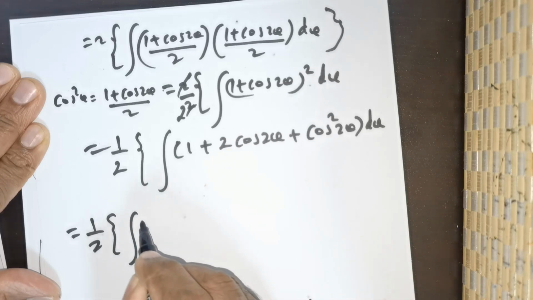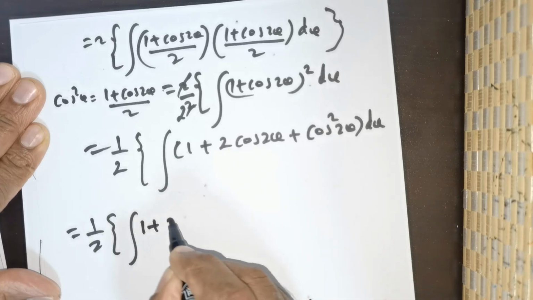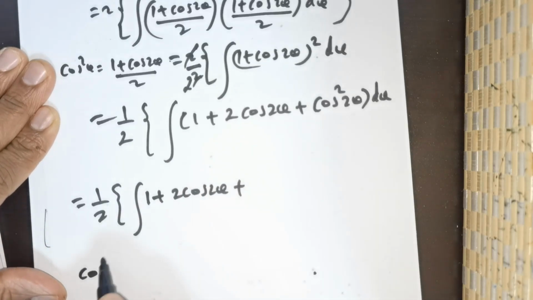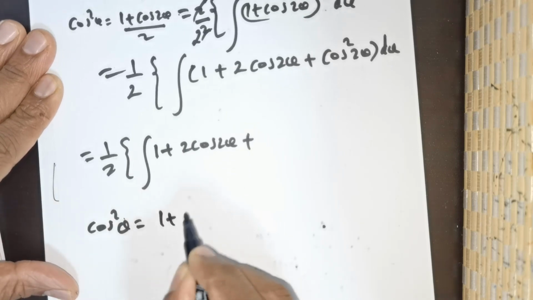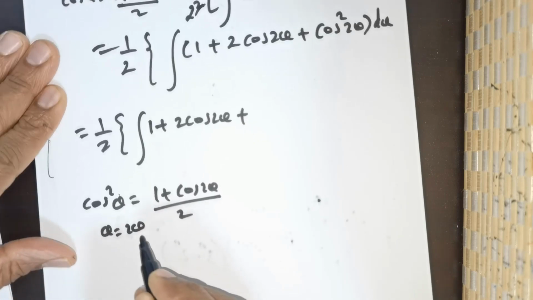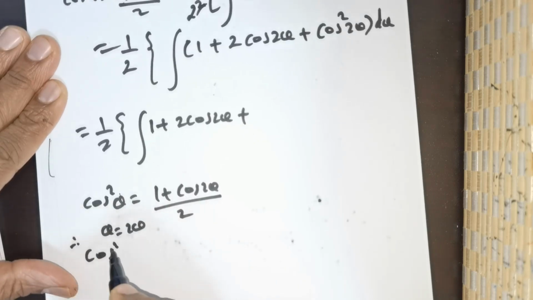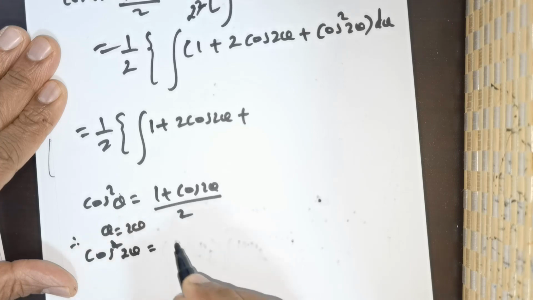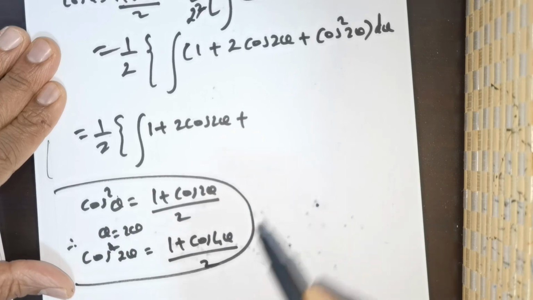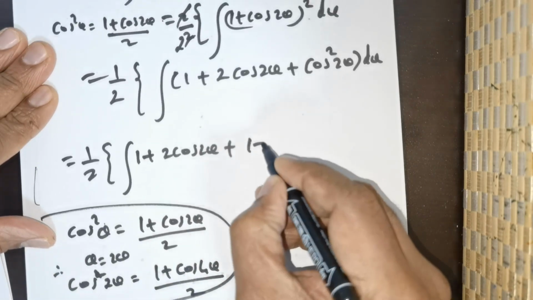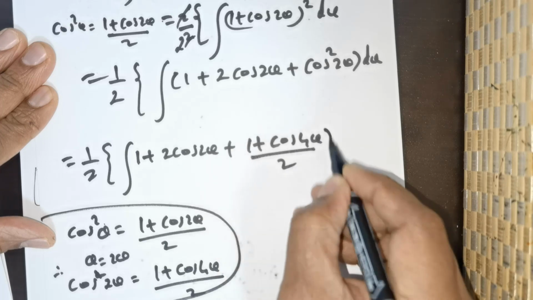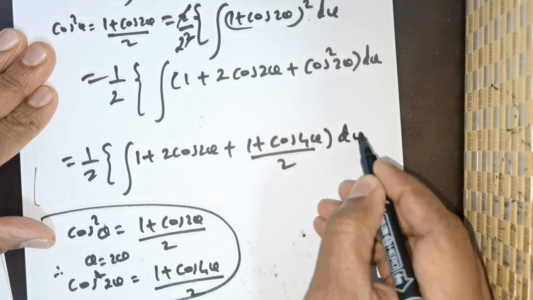So first what I wish to do is place here 1 plus 2 times cos 2 theta plus cos squared 2 theta. Now I know that cos squared theta is equal to (1 plus cos 2 theta) divided by 2. So if I take theta equal to 2 theta, cos squared 2 theta is equal to (1 plus cos 4 theta) divided by 2, right? So this is going to be (1 plus cos 4 theta) divided by 2. This is what I've got, times d theta.